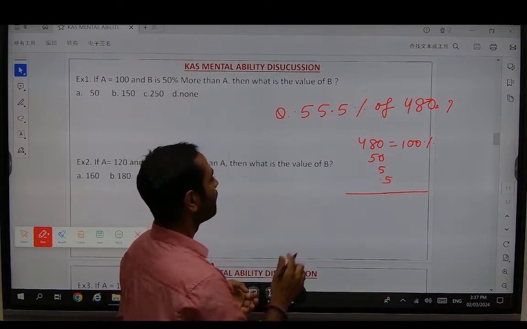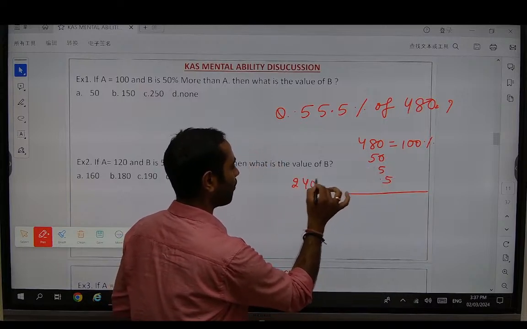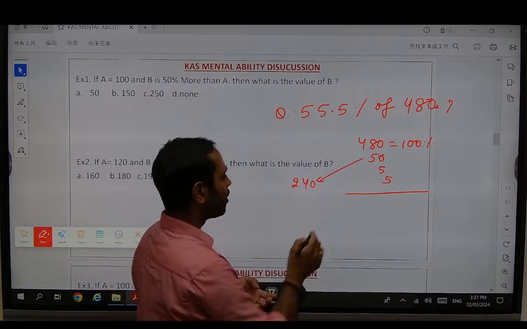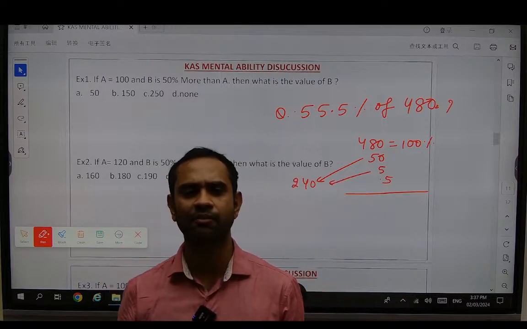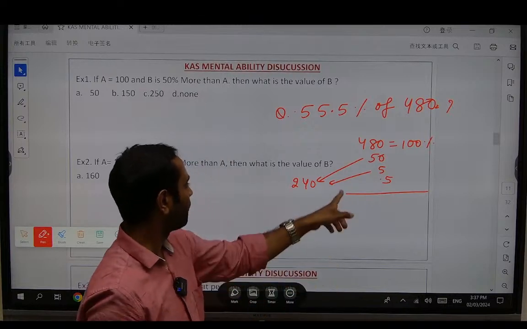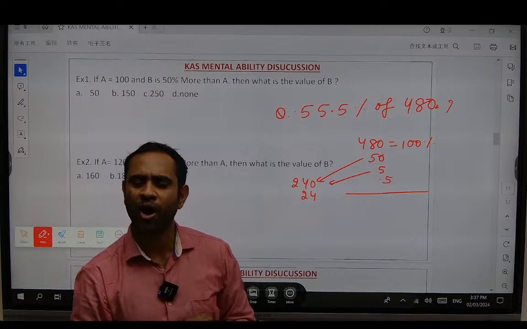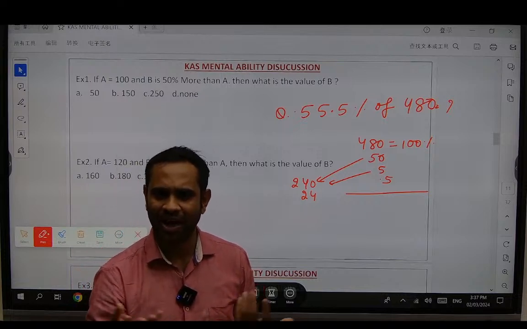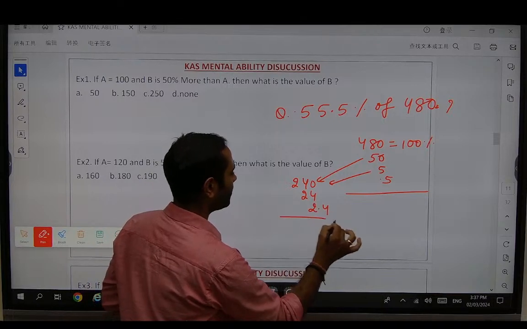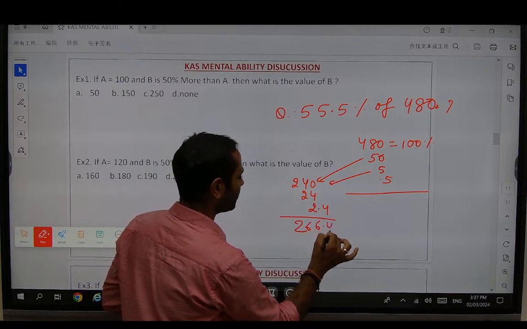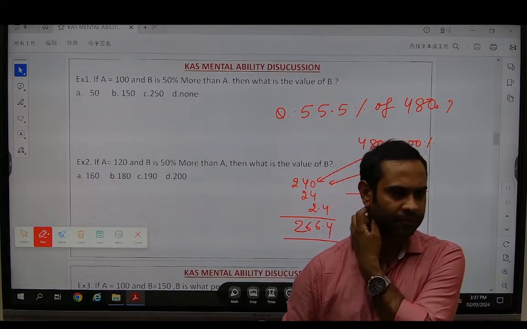Agreed. 50% will be what? Sir, 50% will be half, 240. Agree? What will be 5%? If you divide 50% by 10, it will be 5%. So if you divide this by 10, it will be 24. What is 0.5%? If you divide 5% by 10, you get 0.5%. So that is 2.4. It is nothing but 266.4. Clear? Right? Understanding or not?